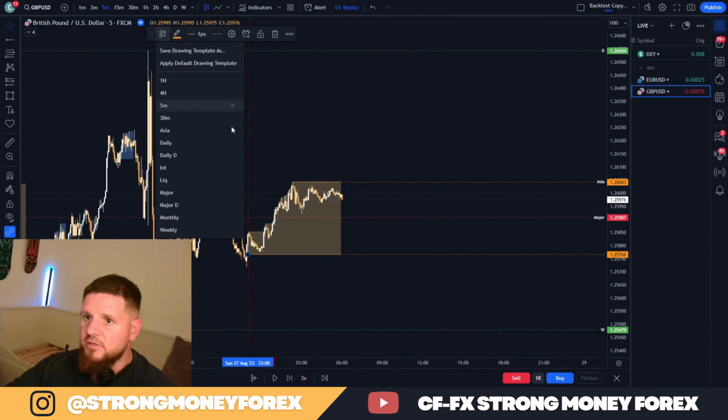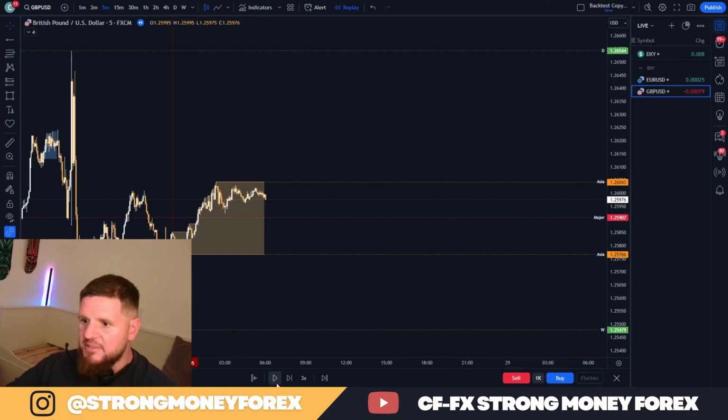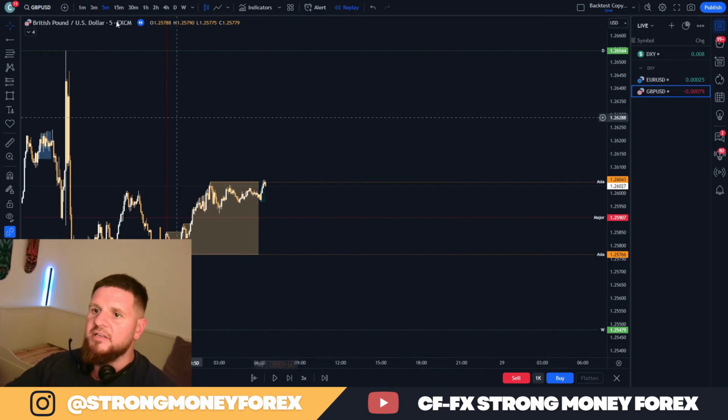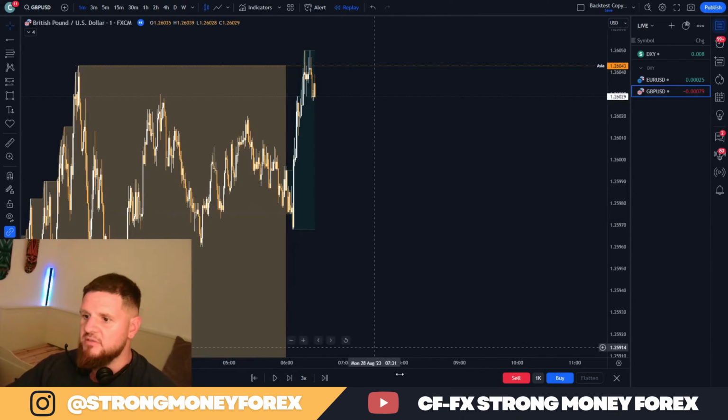Those are our two closest liquidity points that we could be looking at. So let's see what happens in the morning session. Okay, so that's Asia swept. I'm going to drop down to the lower time frame now, see if we can get a setup on this.